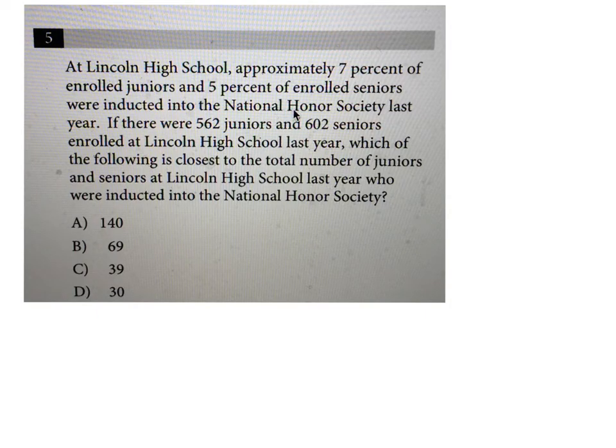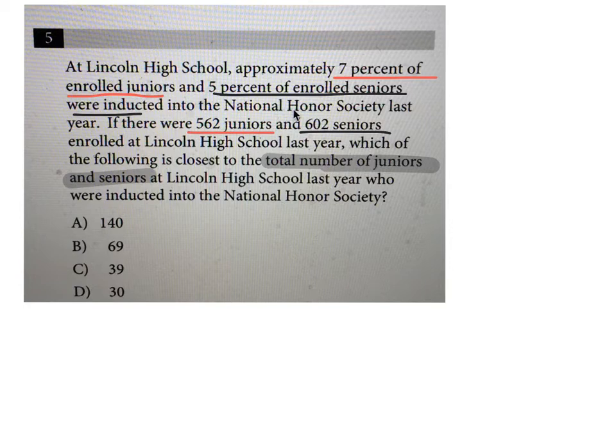At Lincoln High School, approximately 7% of the enrolled juniors and 5% of the enrolled seniors were inducted into the Honor Society. So 7% of juniors, 5% of seniors. If there were a total of 562 juniors and 602 seniors enrolled, which of the following is closest to the total number of juniors and seniors last year who were inducted?